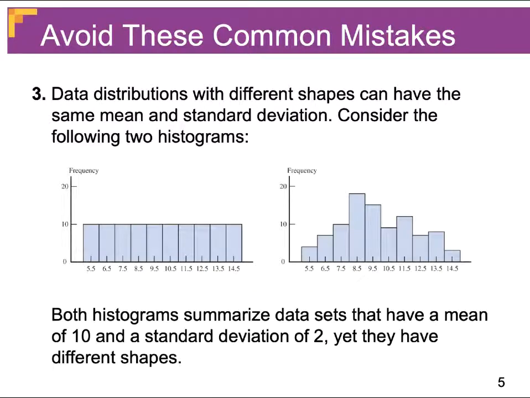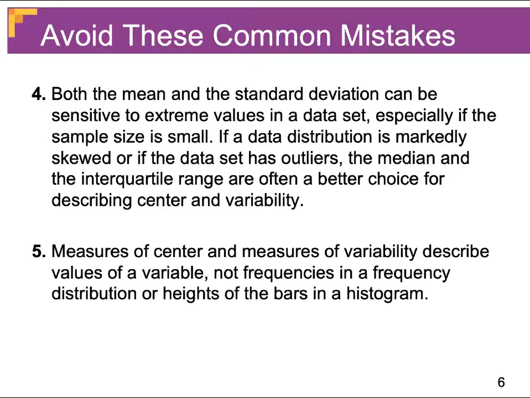Also be aware that data distributions with different shapes can have the same mean and same standard deviation. Look at these two distributions. Both of these have a standard deviation of 2 and a mean of 10, but you can see that they are very different looking shapes. We talked about this already, but it's worth repeating that the mean and standard deviation can be sensitive to extreme values in the data set, particularly in small sample sizes. If your data is skewed or has outliers, you really should use the median and the interquartile range when describing the center and variability.